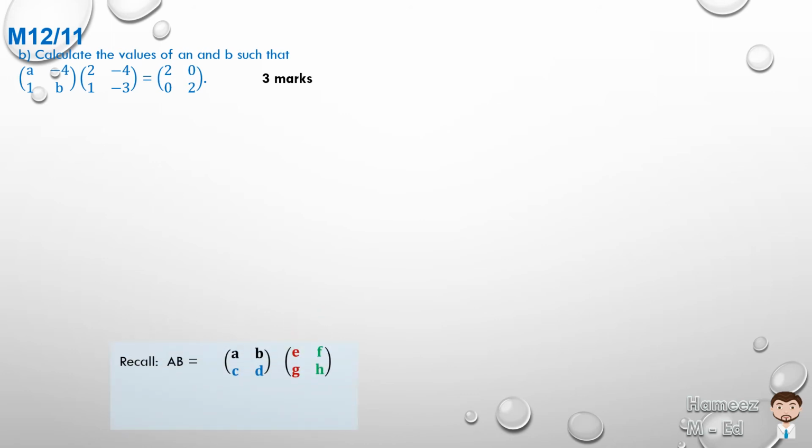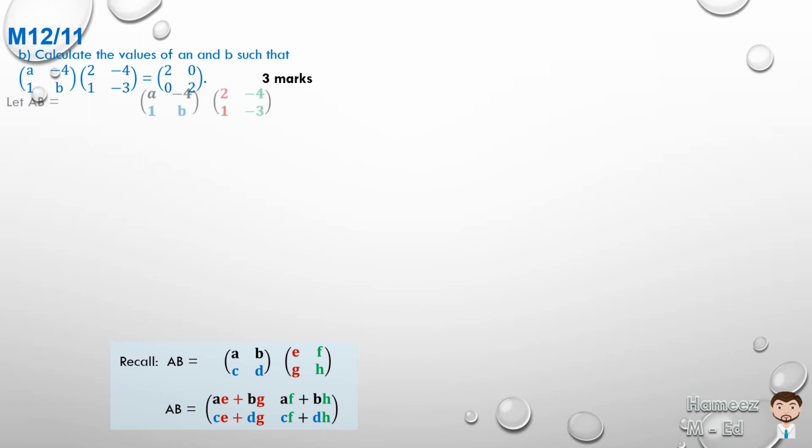And let's recall, if we have A, B, C, D and E, F, G, H, I've put them in colors, black and blue rows by the columns, because for the first matrix, the rows are multiplied by the columns of the second matrix. So it will be black, which is the first row, by the first column, that's black by red, and then black by green, the first row by the second column, and then blue by red, the second row by the first column, and then blue by green, the second row by the second column.